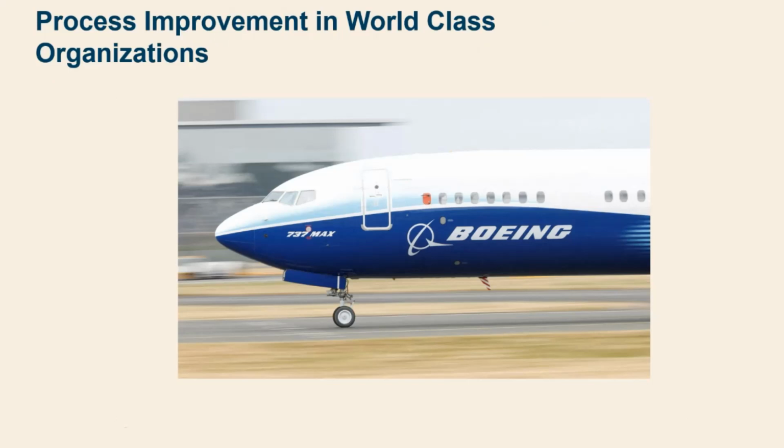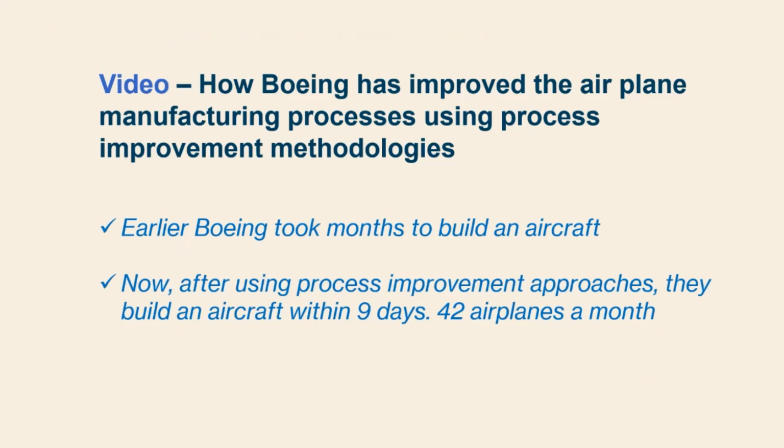Most of the world-class companies like Boeing, Mercedes-Benz, BMW, and Apple, they all use process improvement methodologies. All these world-class organizations are using process improvement methodologies. That's why they are world-class, because they improve. They continuously improve their processes every day, every time, every second. And I'm going to show you a little video.